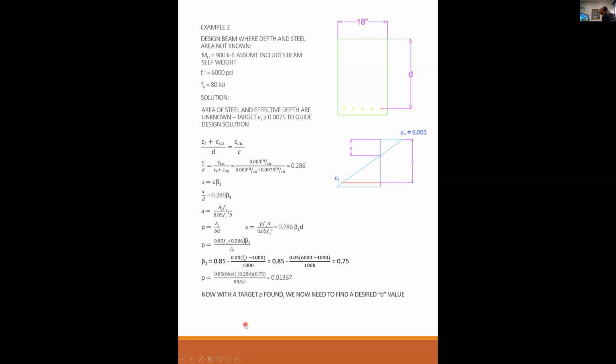All right. Now that we have a target rho, we still can't just say area of steel is equal to rho times b times d. We can't do that yet because we don't know what d is yet. But with a target rho found, we now need to find a desired d value. To do that, we're going to go to our equation. We based rho off of epsilon t equal to 0.005. We haven't even introduced the load yet, so we have no idea how much steel we need or how deep the beam needs to be, because we haven't even introduced Mu yet. That's where this equation comes in.